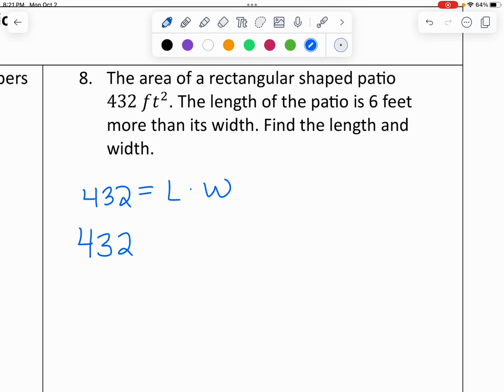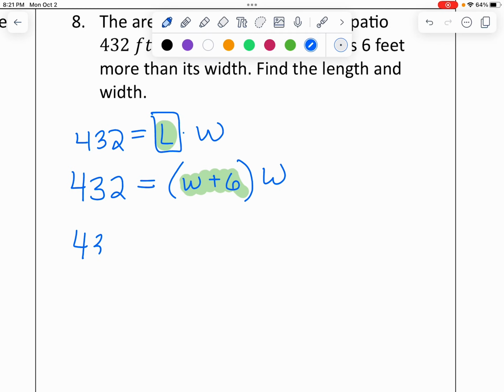So like 6x or something, or 6 whatever. 6 more. If I'm 6 more pounds, plus 6. The length is really the width and 6 more, and then we still need the width. So the length became 6 more than the width. Yep. And then they would distribute. So 432 equals W squared plus 6W.